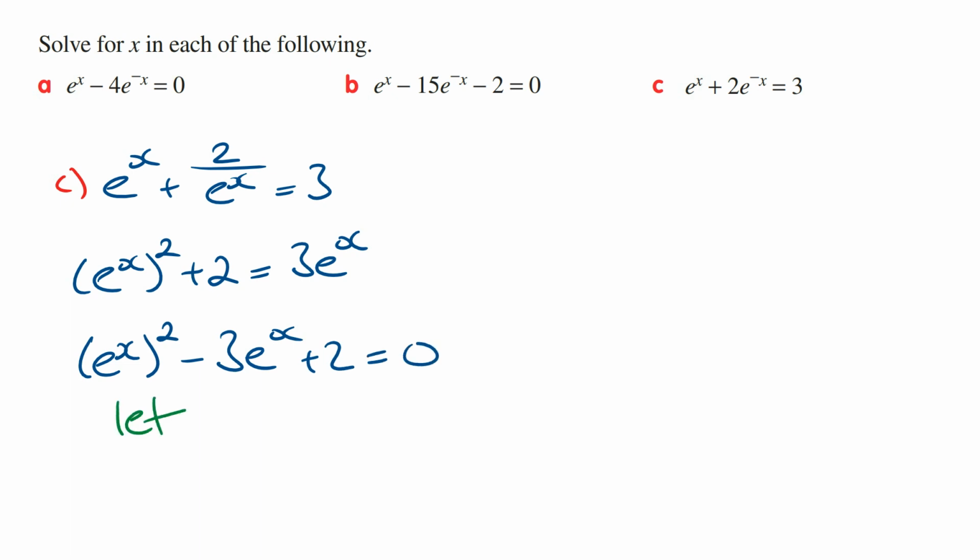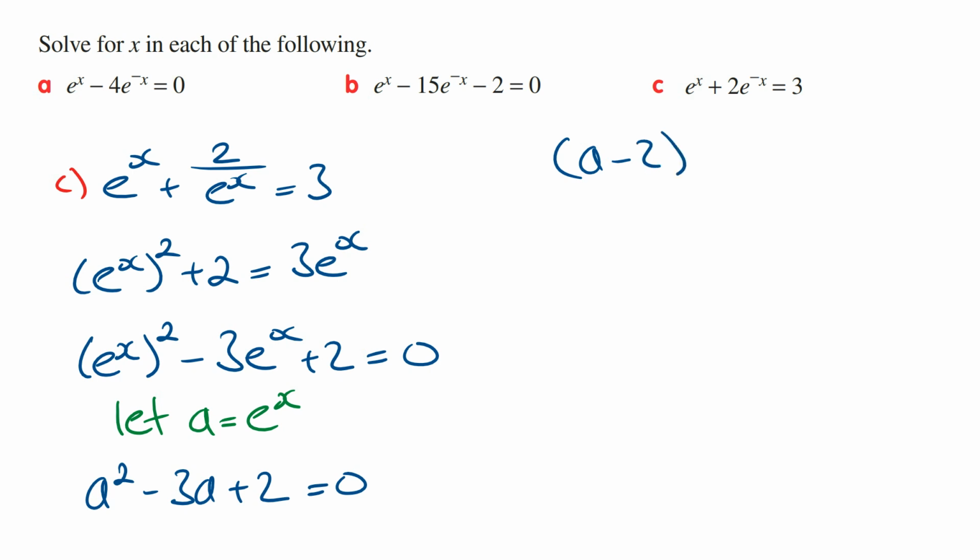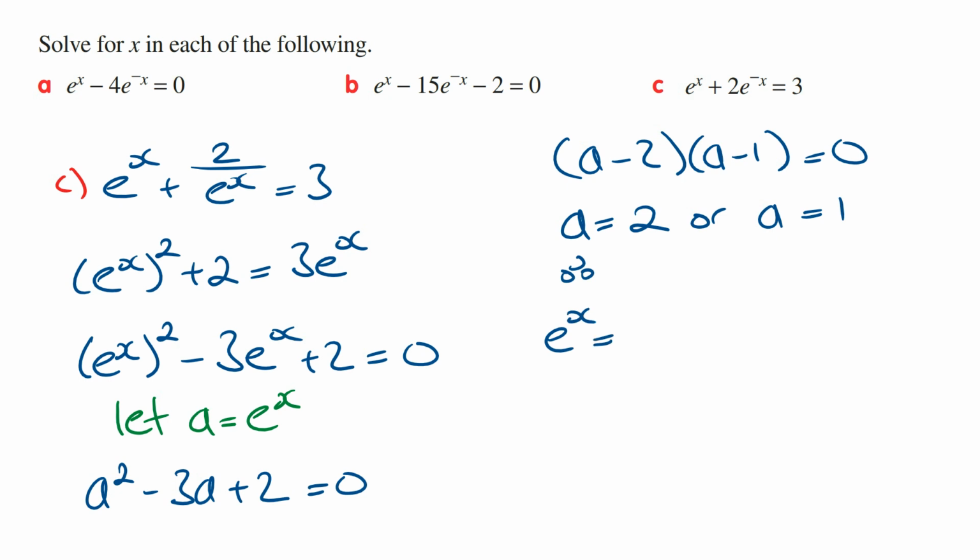And now we can let a equal e to the x. And so subbing in a into the equation, we're going to get a squared minus 3 times a plus 2 is equal to 0. And now we can solve for a. Factorizing this, we're going to get a minus 2 times a minus 1 is equal to 0. And so solving, a is equal to 2 or a is equal to 1. And since a is equal to e to the x, we can say that e to the x is equal to 2 or e to the x is equal to 1.